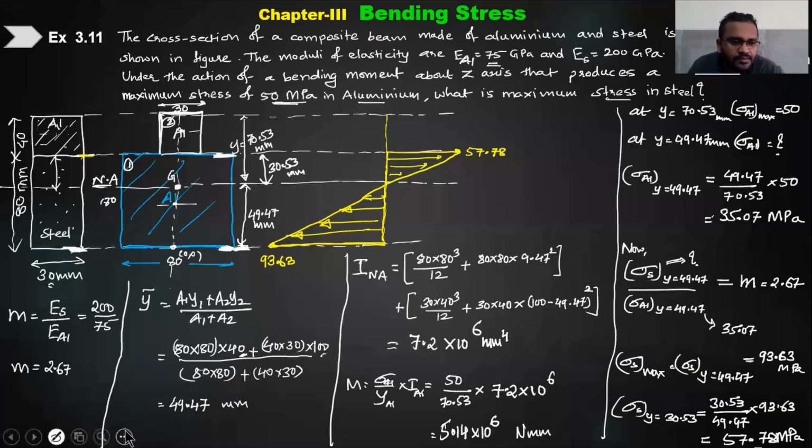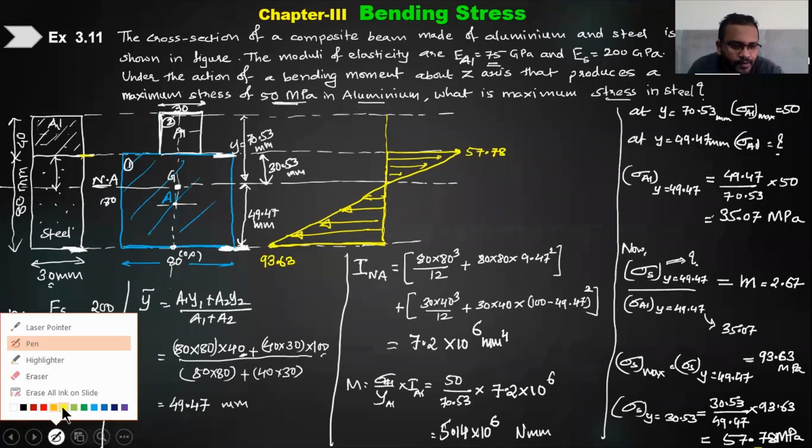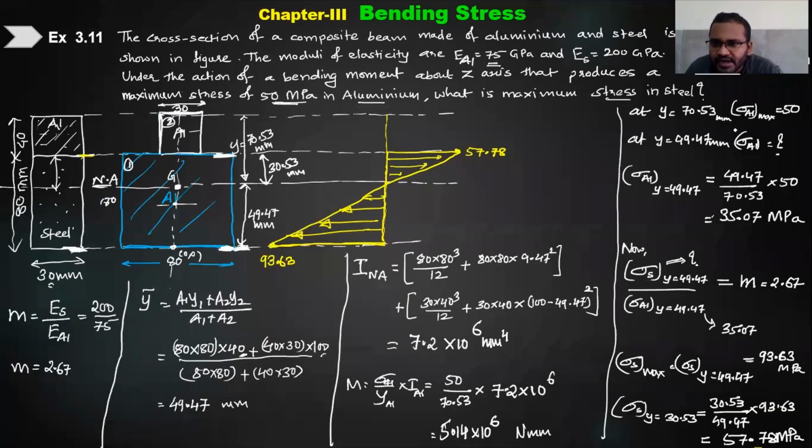Okay. Now tell me what will be the maximum stress in aluminium? How much? It is 50, right? We have taken 50. At what distance? At y equal to 70.53, that means on the top layer. This is 57, so a little less than that, so I take it here. This is my 50 MPa.